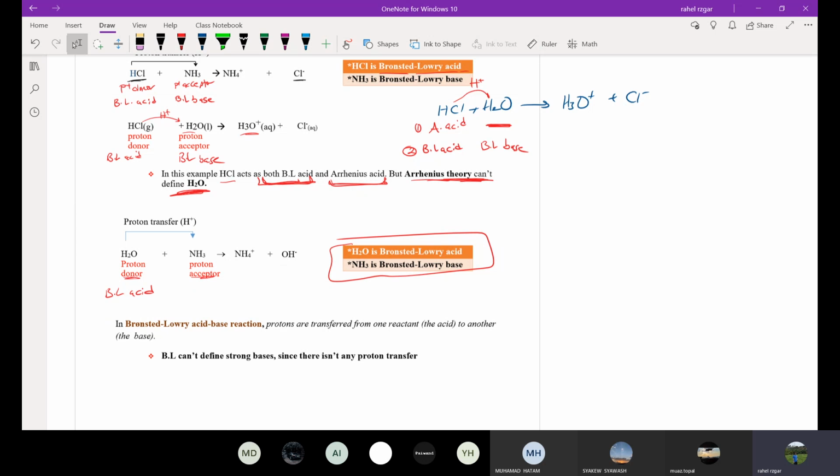So NH3 is the acceptor. So since NH3 is the acceptor, NH3 is the Bronsted Lowry base.